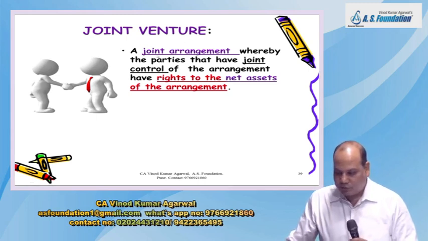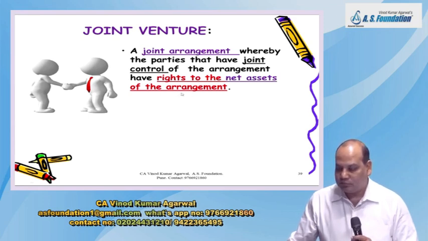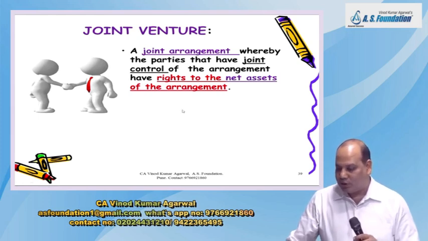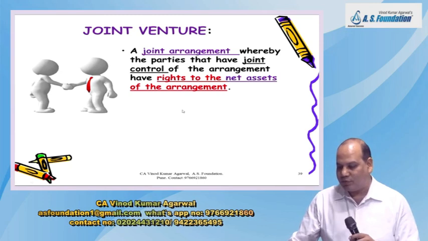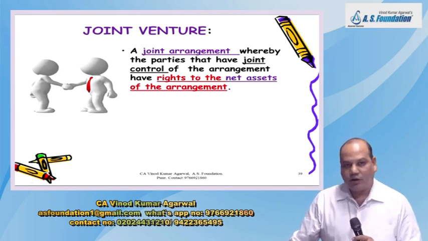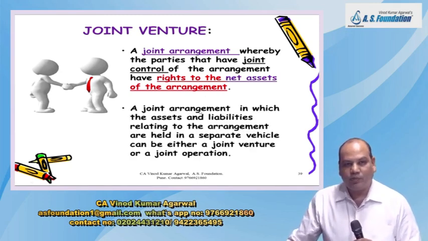Okay. So what is a joint venture? Where the parties that have joint control of the arrangement have the rights to the net asset of the arrangement. That means they are not entitled to individual asset and liability. They are entitled to net asset, meaning asset minus liability, whatever amount will be left out, they will get a share in that. But they cannot claim separate individual asset or liabilities.